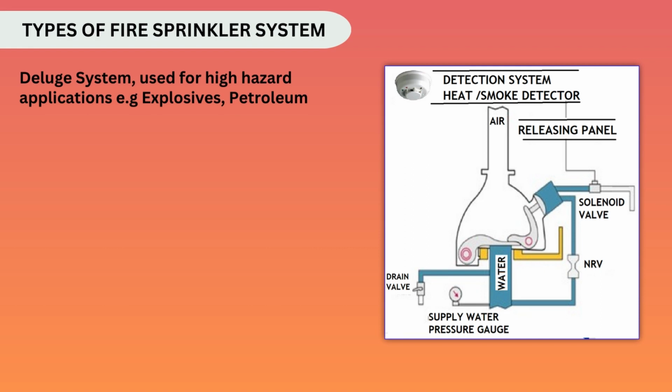The detector will detect the heat or smoke. Then there will be an air supply system. There will be a releasing panel. On detection of heat or smoke, the air will be released. Then it will actuate the solenoid valve. Once this solenoid valve actuates the main valve, water will start flowing.